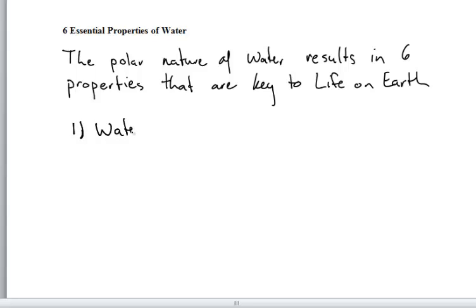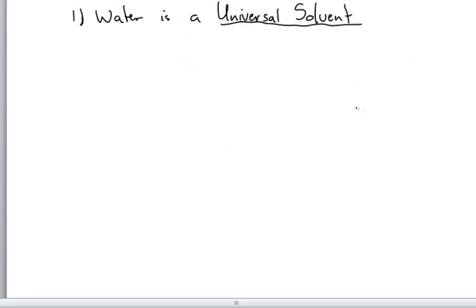Water is a universal solvent. So, what they mean by this is more substances can dissolve in water than in any other liquid.